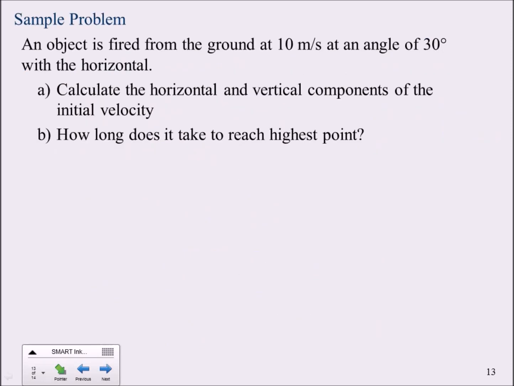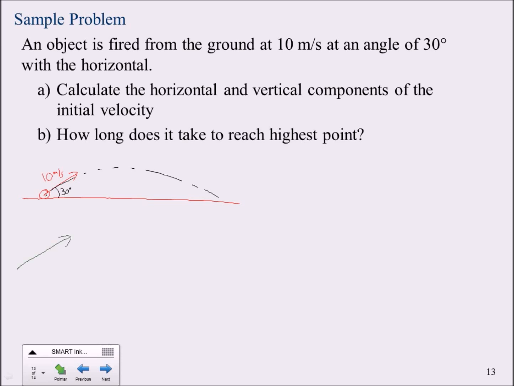So let's look at this for one problem. An object is fired from the ground at 10 meters per second at an angle of 30 degrees. So we're first going to draw a picture. We have the ball starting at the ground. The initial velocity is 10 meters per second. This angle of the velocity is 30 degrees. And this ball is going to go up and it's going to come back down. And so the first question is asking for the horizontal and vertical components of the initial velocity.